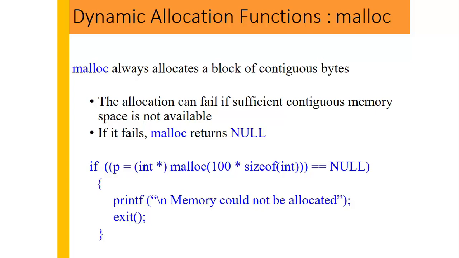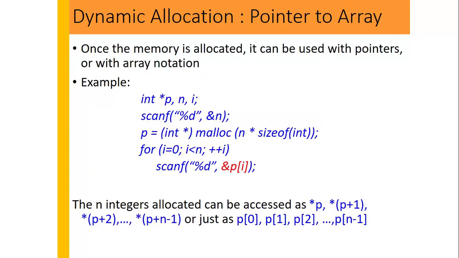So after the allocation, we need to check whether we got the memory we were looking for or not. This is how we do that. We write the whole statement in an if and check if it's equal to NULL. If it's equal to NULL, we say memory could not be allocated. There was some problem while allocating memory, so we could not get the memory we were looking for, right?